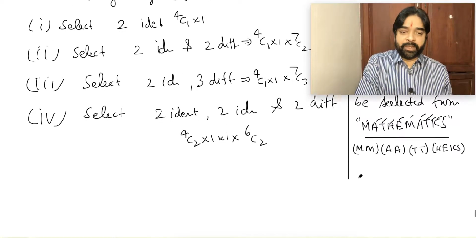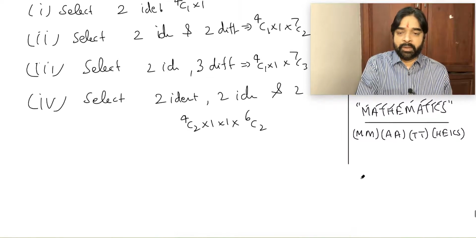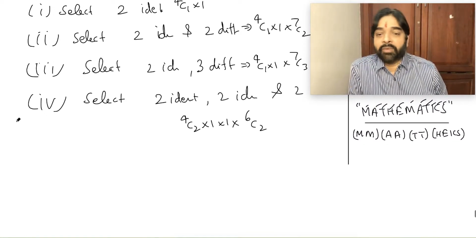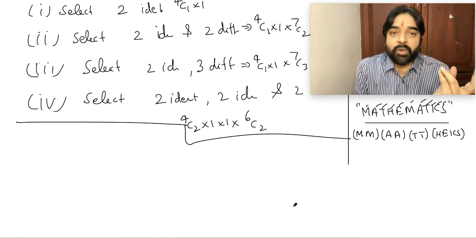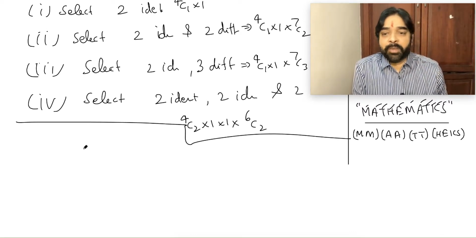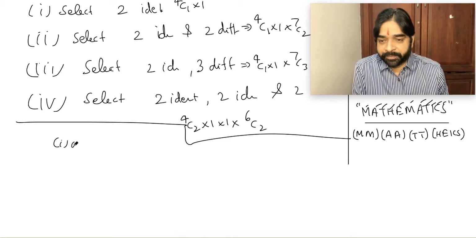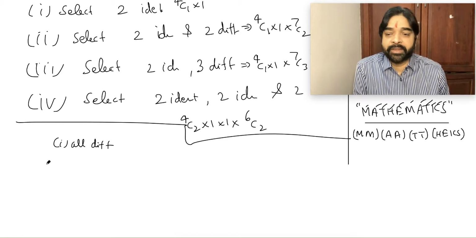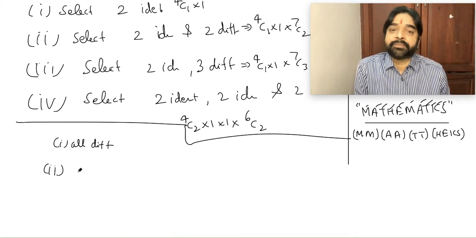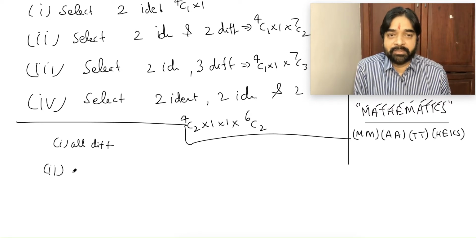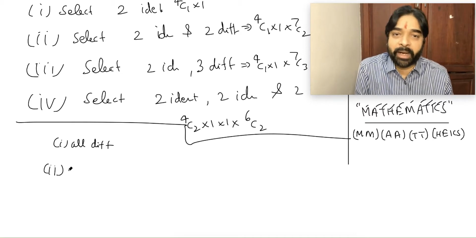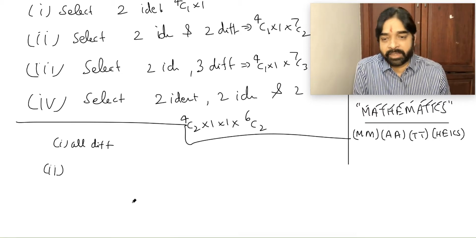Let's do it separately. Select 4 letters. Now, I did not mention which 4 letters, so you have to make the cases. No other option. First case will be what? All different. All 4 letters different. Second case is what? 3 different, 1 identical does not make sense. If I say 3 different and 1 identical, it does not make any sense.